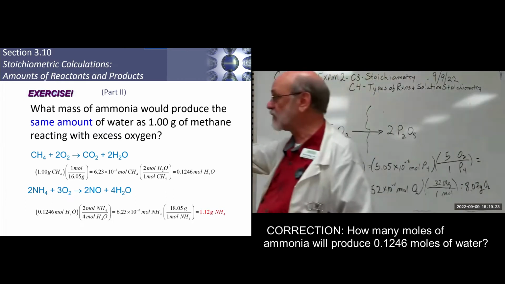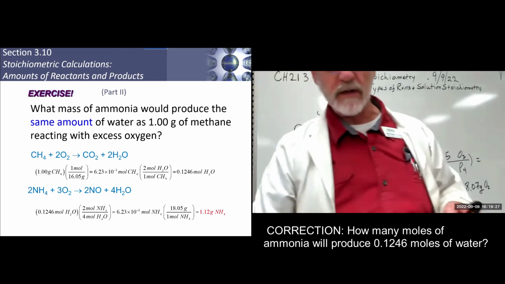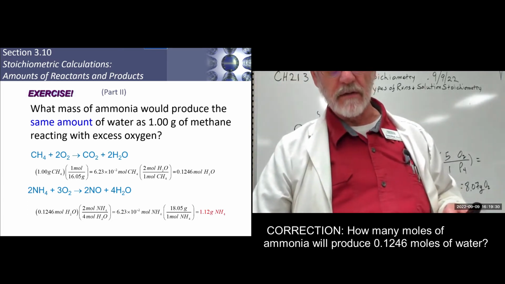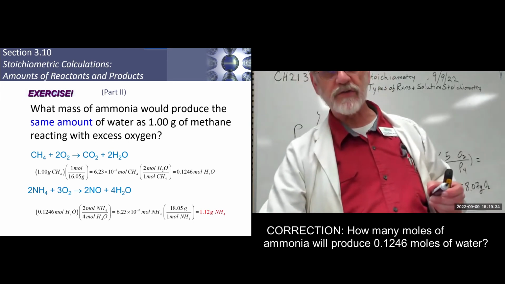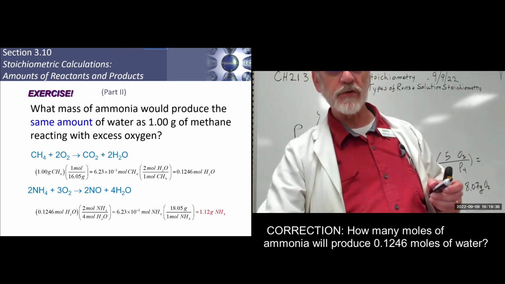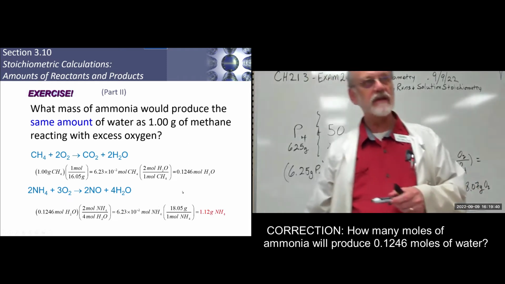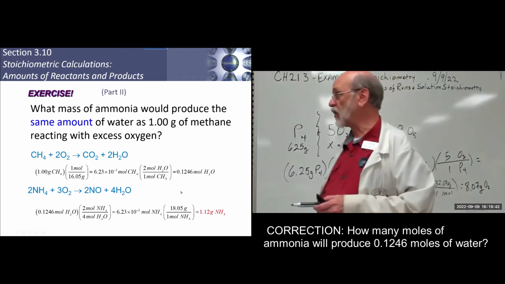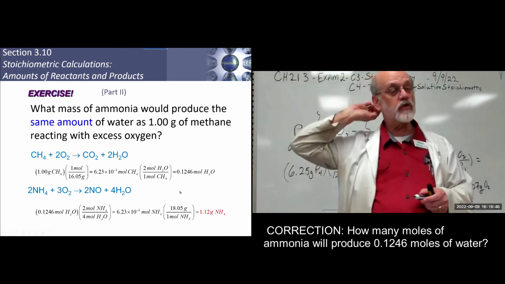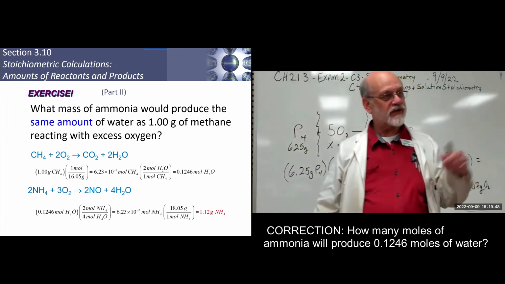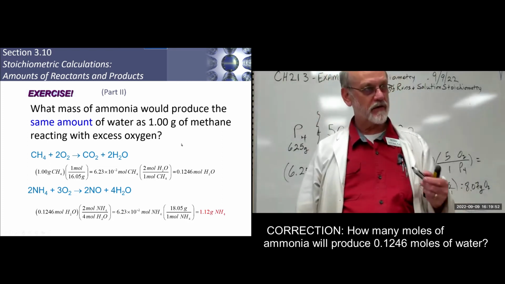So there you have the number of moles of water. Let me see if I can do it this way, can I? Yeah. That much water will produce how much ammonia? 6.23 times 10 to the minus 2 moles of ammonia. Then convert back to grams, you just need the molar mass of ammonia. And now we know that 1.12 grams of ammonia will produce exactly the same amount of water as 1 gram of methane.